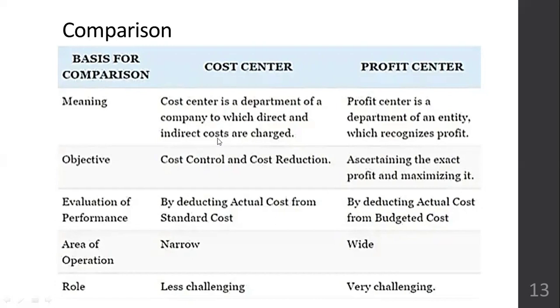And by deducting the actual cost from the standard cost, you get the cost center result. And by deducting actual cost from the budgeted cost, you get the profit center result. Budget is there, but when you prepare the budget, the profit centers make the most of the budget for the hospital. And in the cost center the role is less challenging, but in the profit center the role is more challenging.